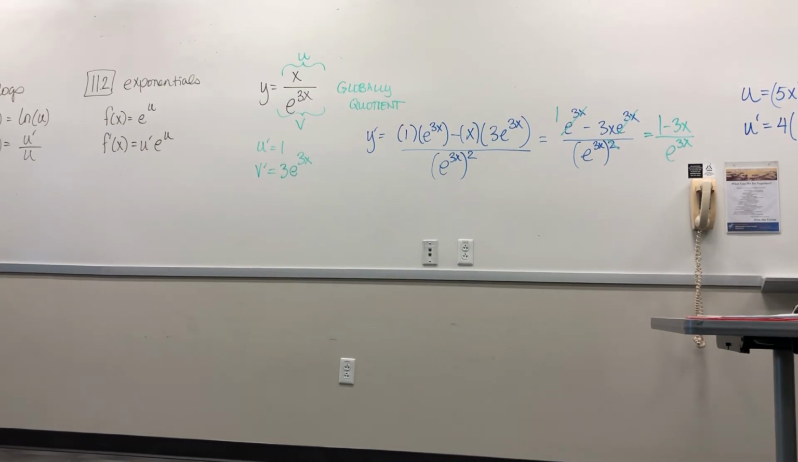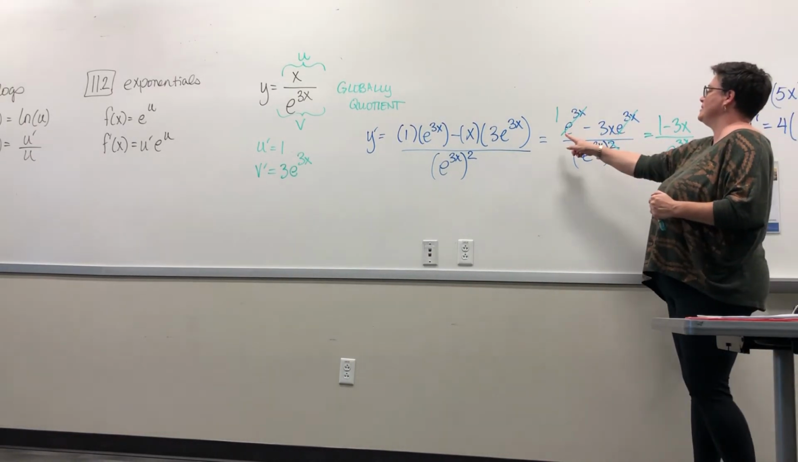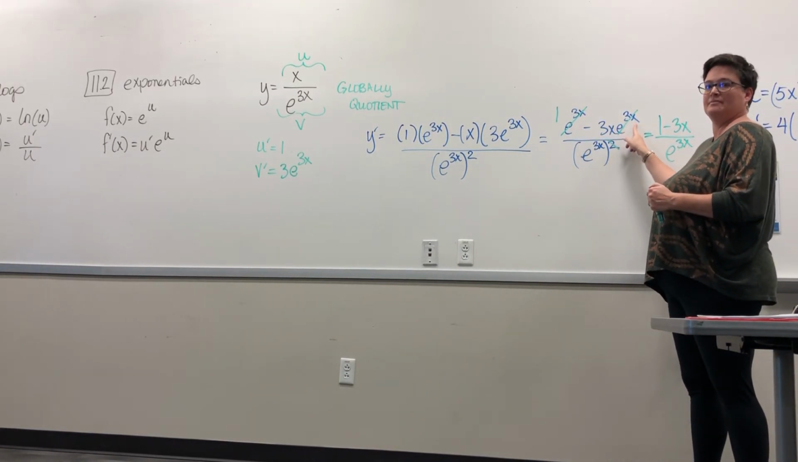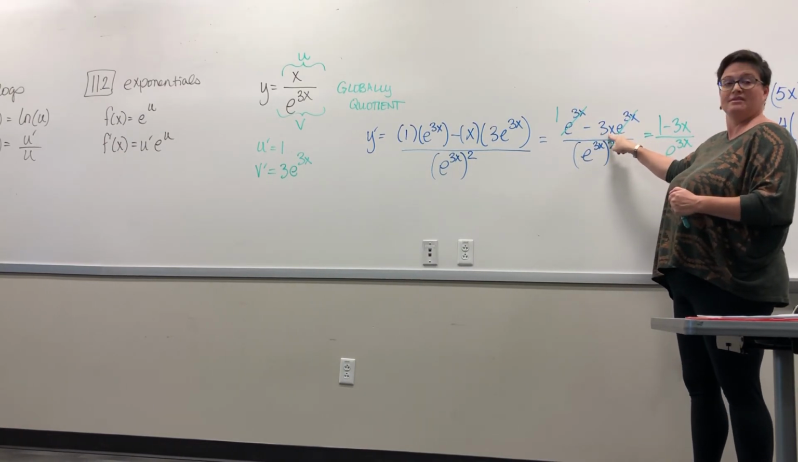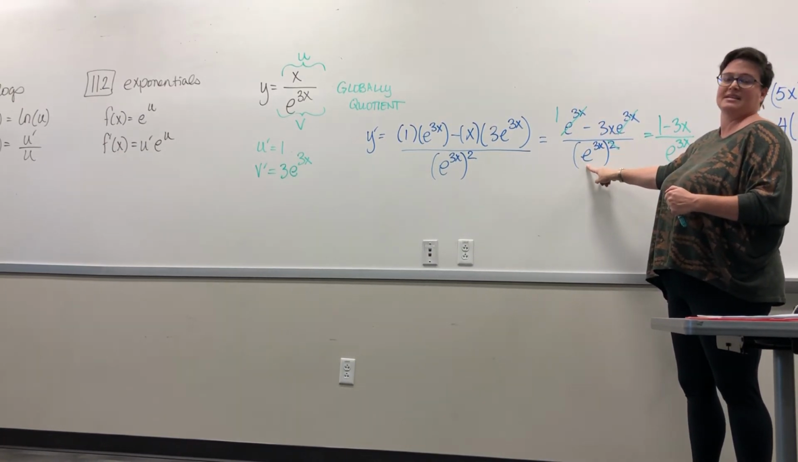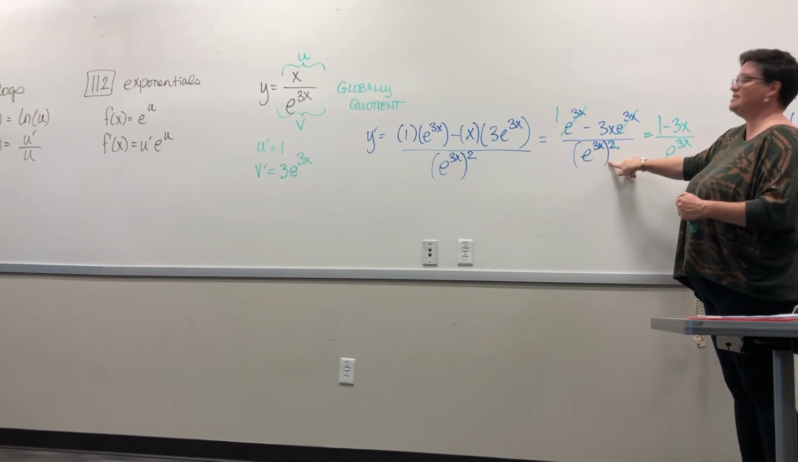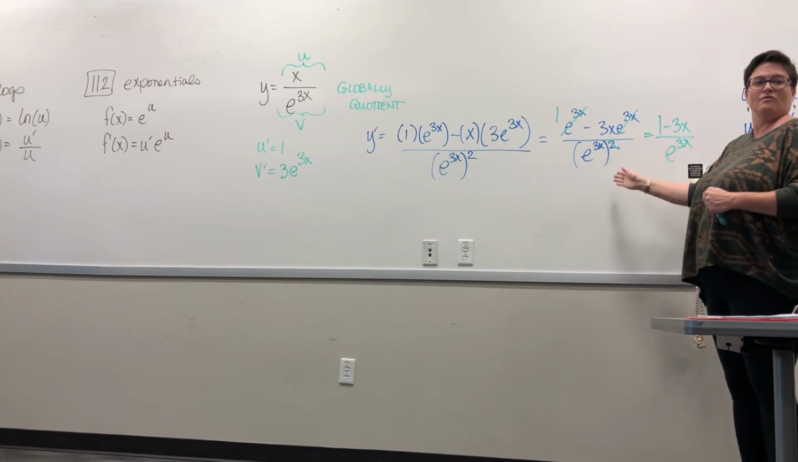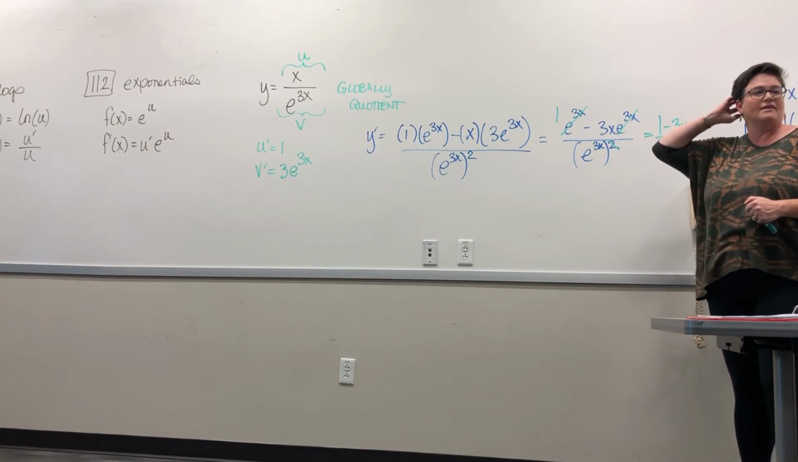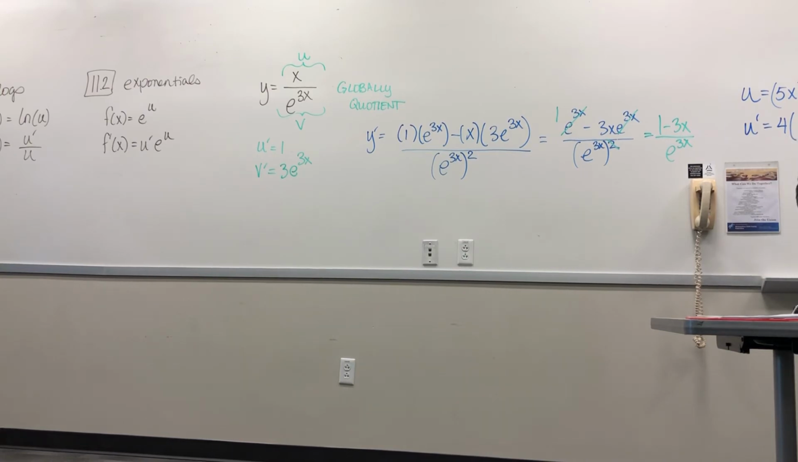You're like, no. Leaving it raw is prettier for me because then I don't have to work on it. I understand that feeling. Why did the 2 go away, John? Aha, because I just pulled an e to the 3x out of the top, out of each term, leaving a 1 here and a 3x here. And I pulled an e to the 3x out of here, leaving just 1 left over. This is like saying e to the 3x times e to the 3x. So if I get rid of one of them, I get rid of the squared, and then I just have 1 left over. Does that make sense? Yeah. Awesome.